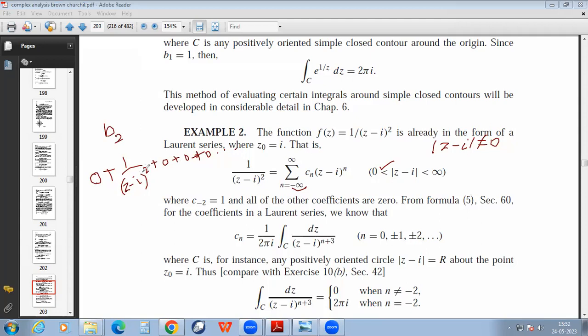Z minus i bracket square, so it will be called b2. So that is why they are saying this b2 will be 1. Now instead of calling it b2, you call it c suffix minus 2.